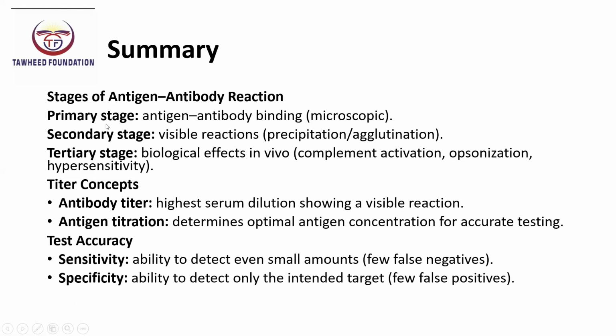Stages of antigen and antibody reaction. There are three stages: primary stage, secondary stage, and tertiary stage. In the primary stage, we see antigen-antibody binding, that is microscopic. In the secondary stage, a visible reaction can be seen, that is precipitation or agglutination. And in the tertiary stage, biological effects in vivo, that is complement activation, opsonization, and hypersensitivity. Titer concepts: antibody titer and antigen titration. In antibody titer, the highest serum dilution still showing a visible reaction. Antigen titration determines optimal antigen concentration for accurate testing. Test accuracy is based on sensitivity and specificity.